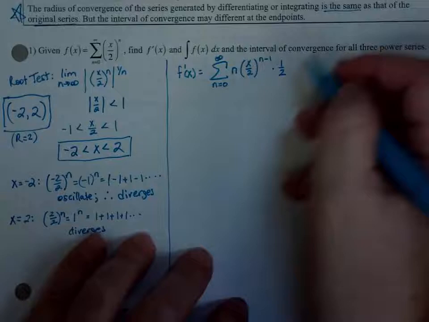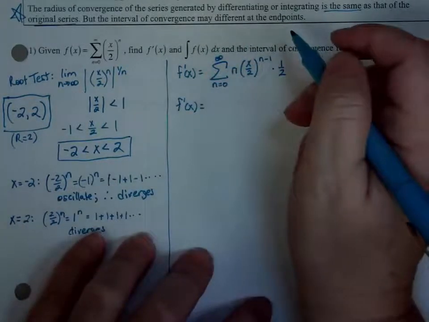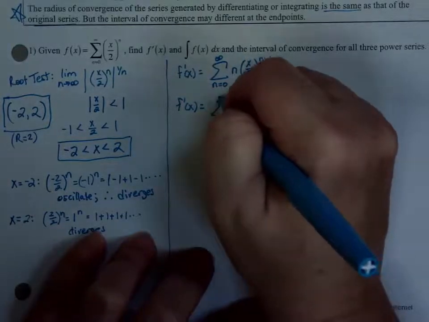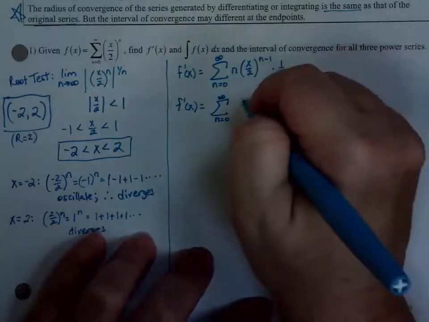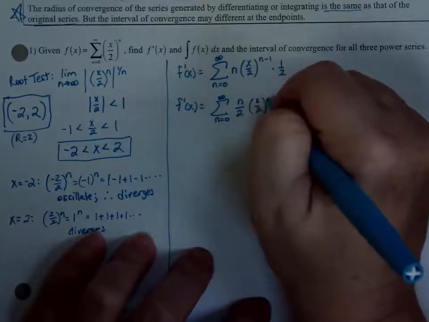Okay, so now we're going to write it in a little more formal way, which makes it easier to find the other stuff. So we're going to write sigma again, n equals 0 to infinity, bring the 1/2 over, n over 2, x over 2 to the n minus 1.